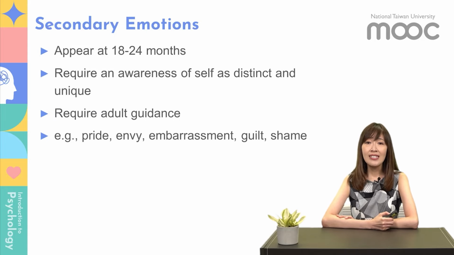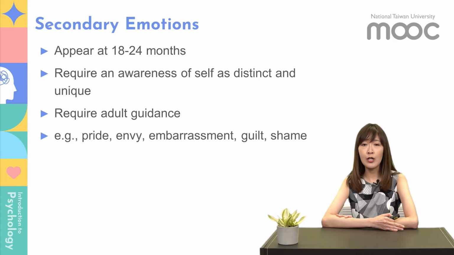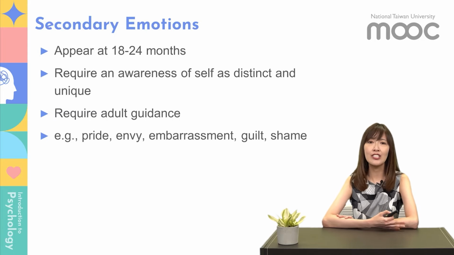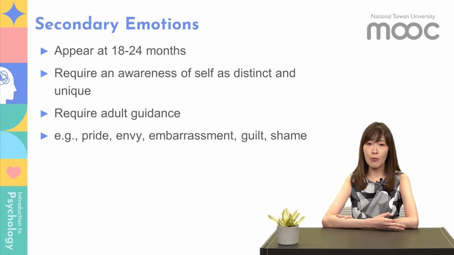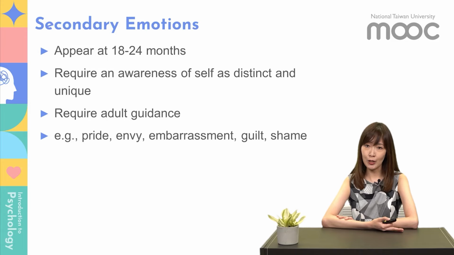For example, studies found that some Asian cultures are more shame-prone. That is, Asian parents are more likely to use shaming as a technique in their parenting and their socialization with their children to teach them what is right and what is wrong. So Asian children are more likely to feel shame when they violate the norms. So we can see that these secondary emotions are shaped by culture or by the environment. That's why they're called secondary emotions.